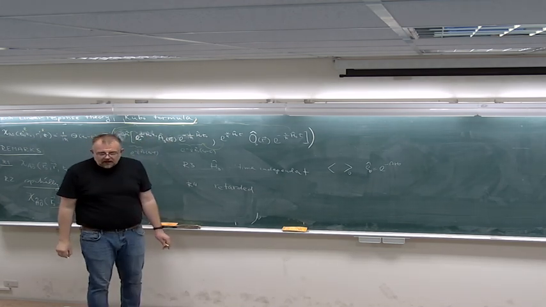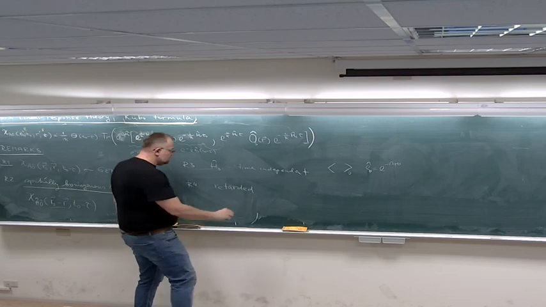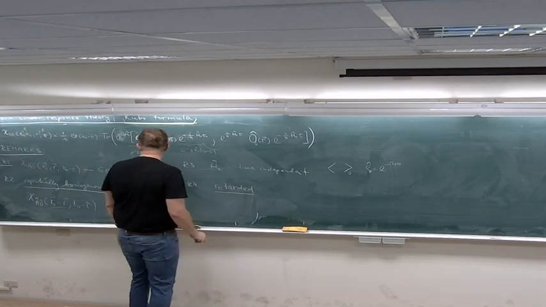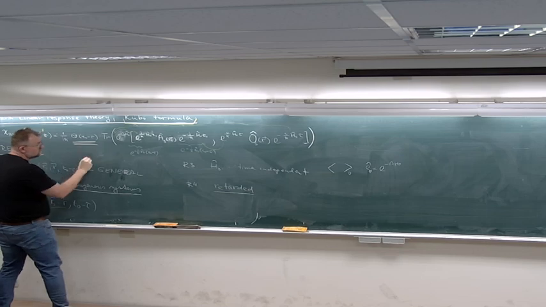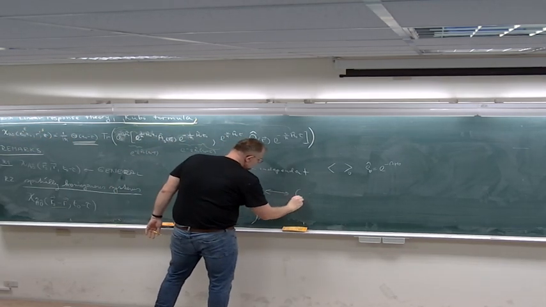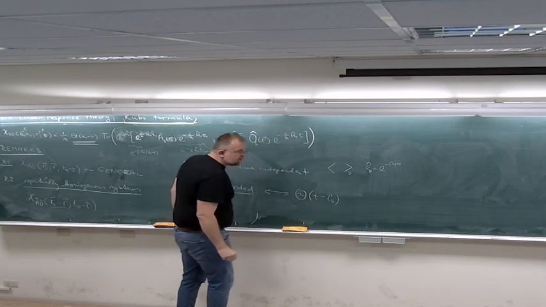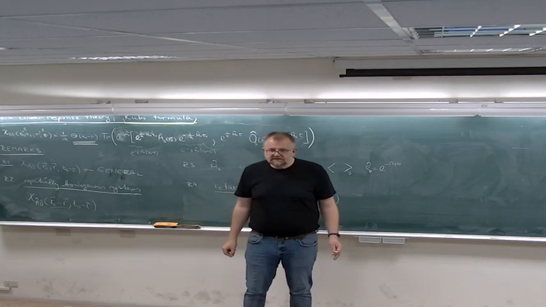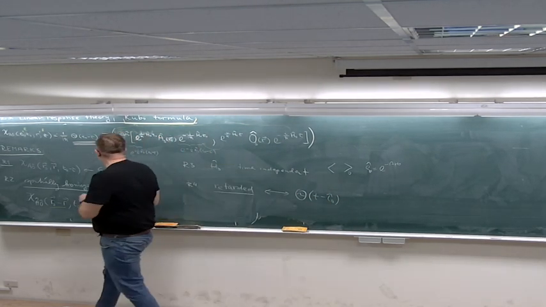Sometimes it's called retarded generalized susceptibility or retarded response function. The word retarded is related to this theta function, t minus t0, and it tells us something very important: the measurement should follow after the perturbation. This is the time of doing the perturbation.